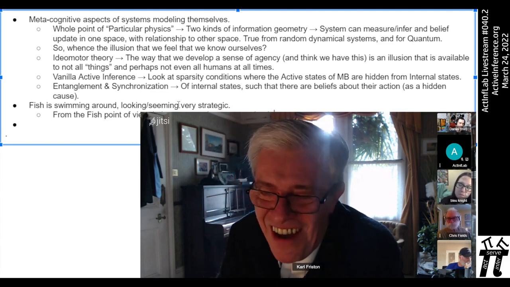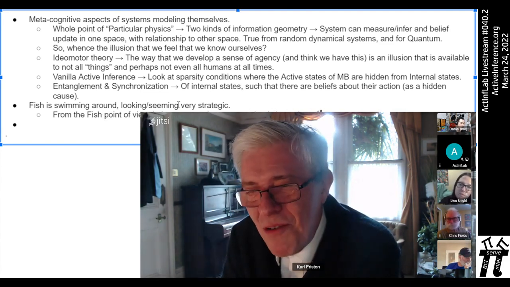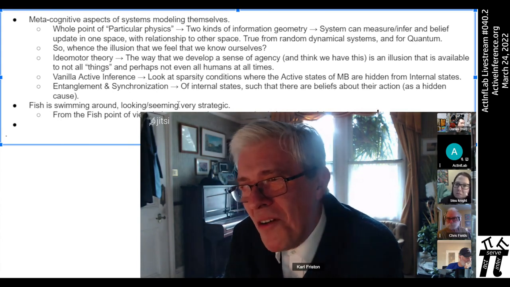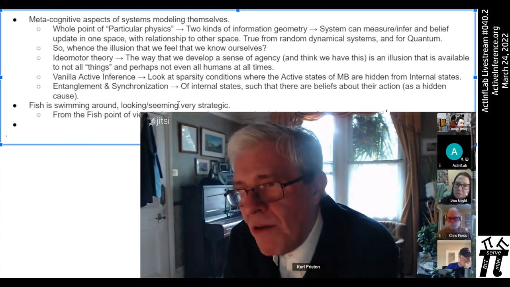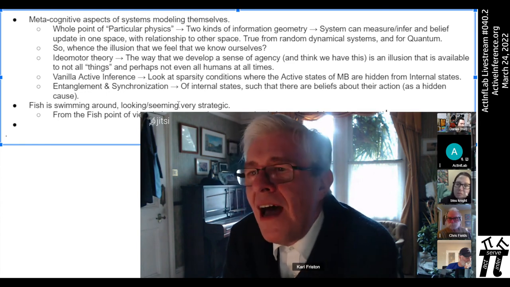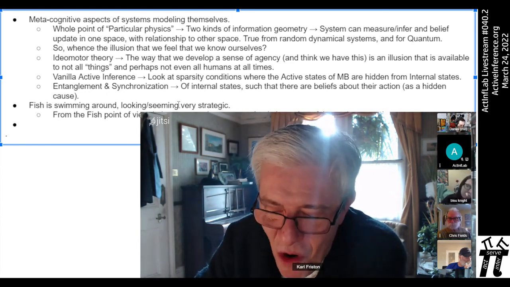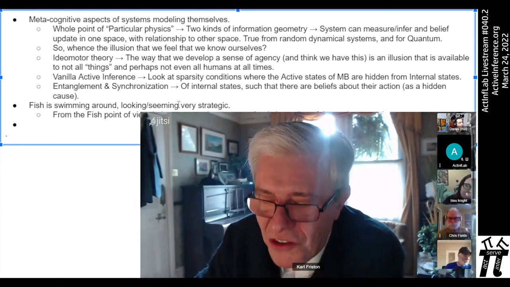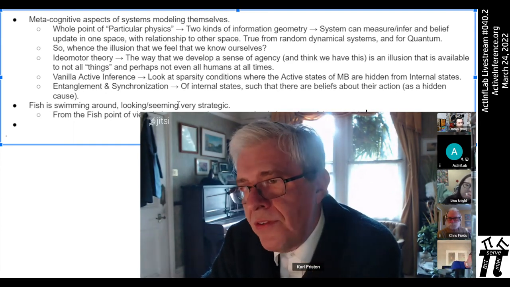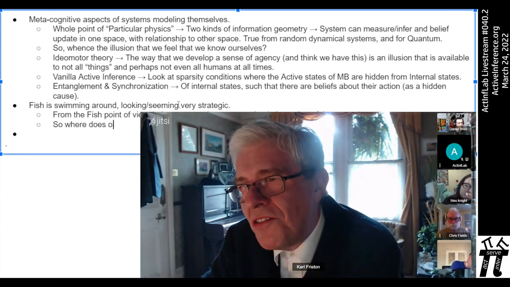So the deeper question is, how on earth do we have the illusion that we think we know our own agency, and when do we develop agency? And furthermore, it's not just agency about me, it's agency about other things.